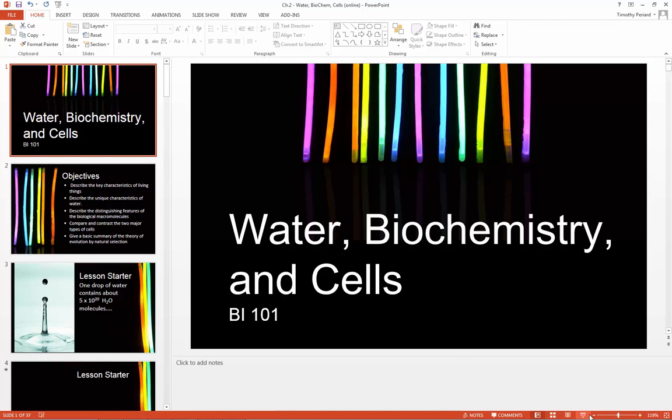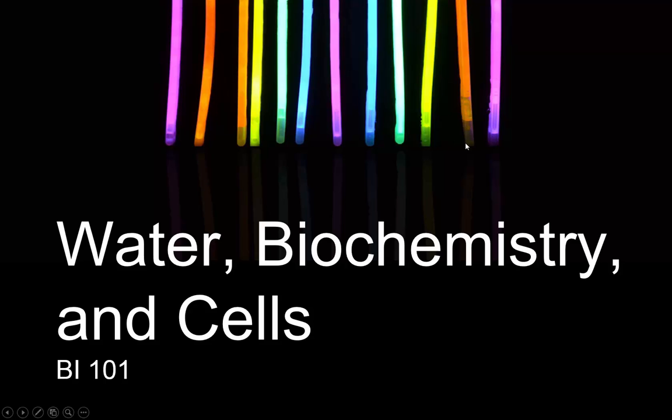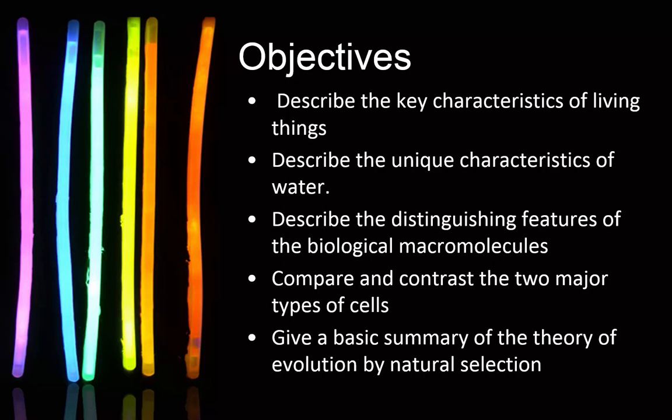So here is the PowerPoint, and we're going to start off just by talking about what this lecture entails. We're going to again describe the characteristics that living things share in common, describe unique characteristics of water, which is a very important molecule of life, describe distinguishing features of biological macromolecules, which means large molecules, compare and contrast the two main types of cells on Earth, and also give a basic summary of the theory of evolution by natural selection. So let's get started.